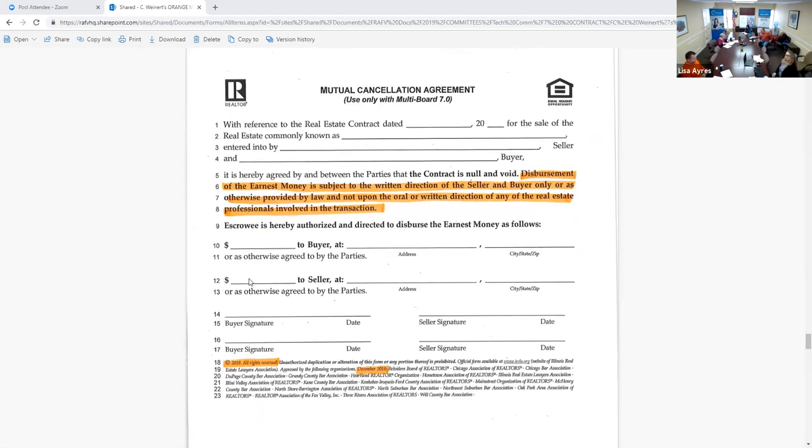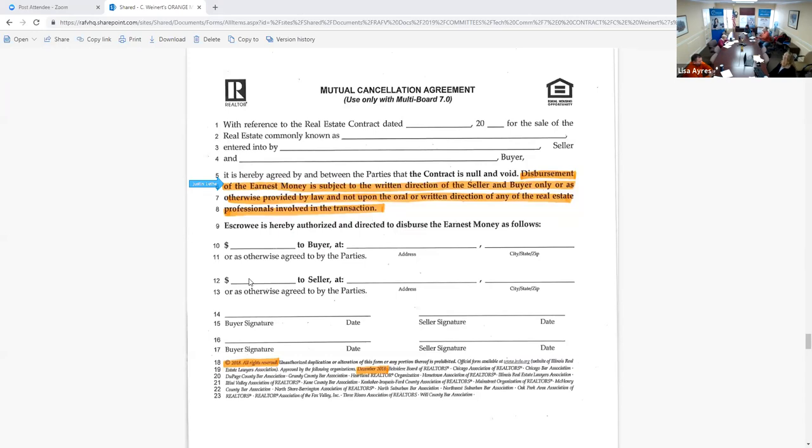Okay, mutual cancellation. All right, this is not a new form. The format is a little different. We've taken out the reasons for the cancellation. You know, before it said inability to satisfy contingency provided in paragraph blank. We took that out because we didn't want the client to be placed in jeopardy because you marked the wrong paragraph. So now what it says is it's agreed that the contract is null and void. Doesn't talk about why. It's just agreed.